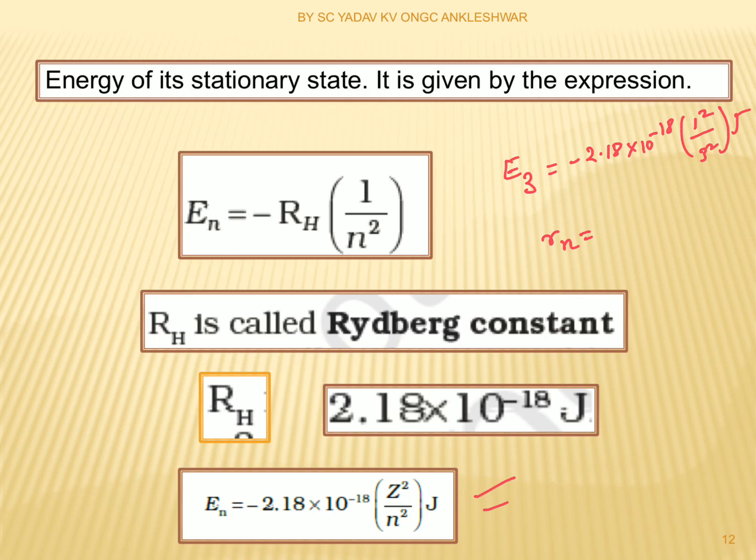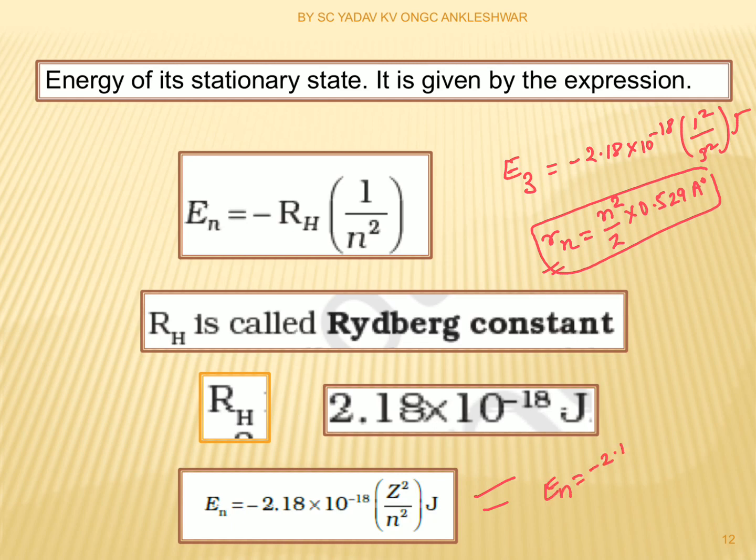There are two formulas we have discussed. One is regarding the radius, which I have just talked to you about: radius Rn is equal to n square by Z into 0.529 angstrom.